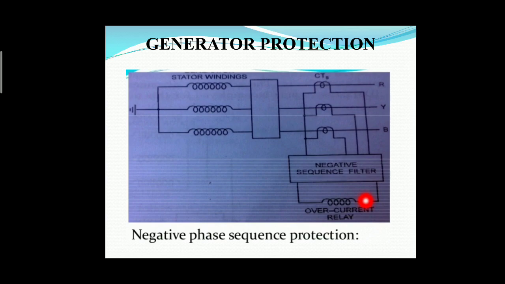Through the negative sequence phase currents, the relay will be operated. That is the overcurrent relay. Okay, this is the basic diagram for the negative phase sequence protection of the generator. When the negative phase sequence is obtained, the relay automatically detects that negative phase sequence and gives the indication.